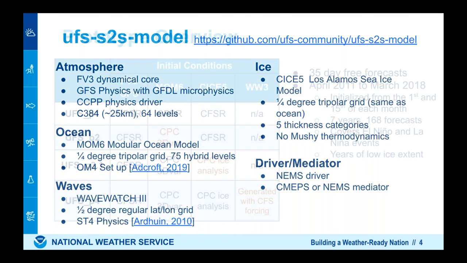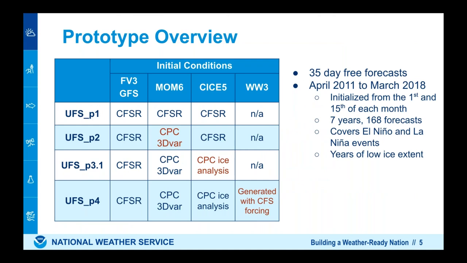And so a prototype is just a snapshot in time of this coupled model. And then we run a benchmark set of runs. So that is 168 35-day free forecasts. And the reasoning behind this is that we need a small enough set of runs that is computationally feasible to do multiple of these, but also is large enough that it gives us a good statistical sample, and also really exercises the model. So both El Nino and La Nina and years of low ice extent.